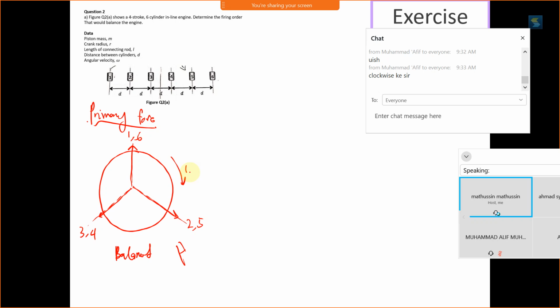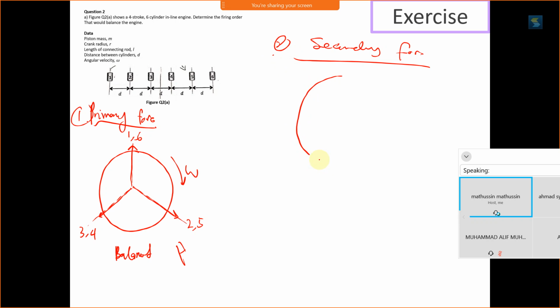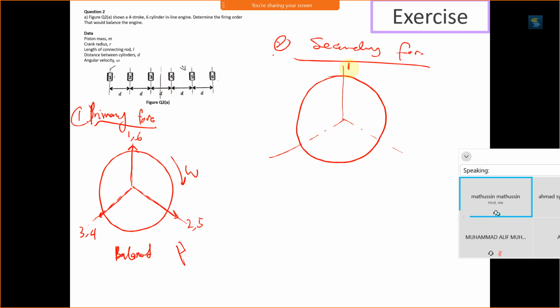Okay, put dia punya omega dekat situ. Okay, and then untuk secondary force pula, secondary number 1 and number 2, secondary force. So how to find secondary force punya position? Number 1, of course lah dekat atas lah, number 1, and then number 2. How to find number 2? Should be 2 theta, isn't it? Secondary force should be 2 theta.